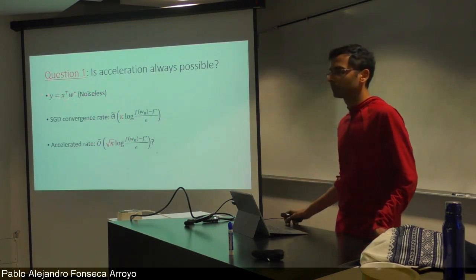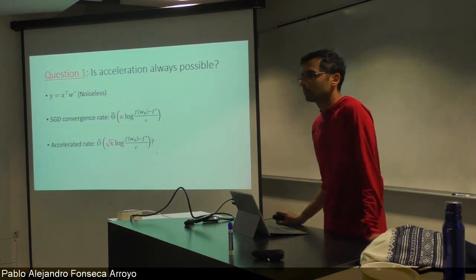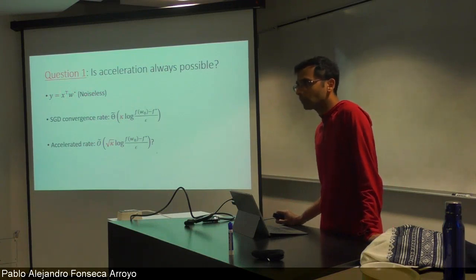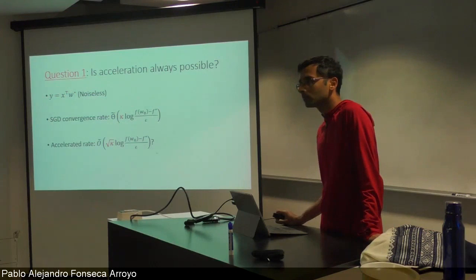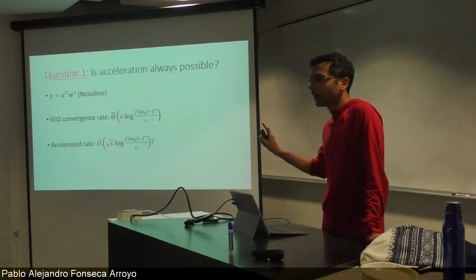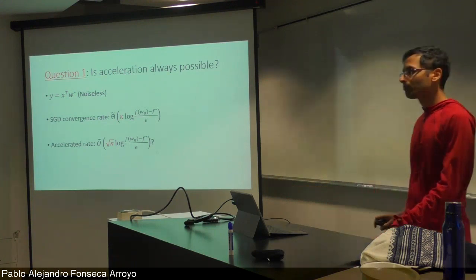When you said that in practice people observed an acceleration, was it for deep learning? Yeah, for deep learning. Convex objective. Yeah. So it might be related to the non-convexity. It could be related to non-convexity. It's possible, but I'll get to it towards the end of my talk.